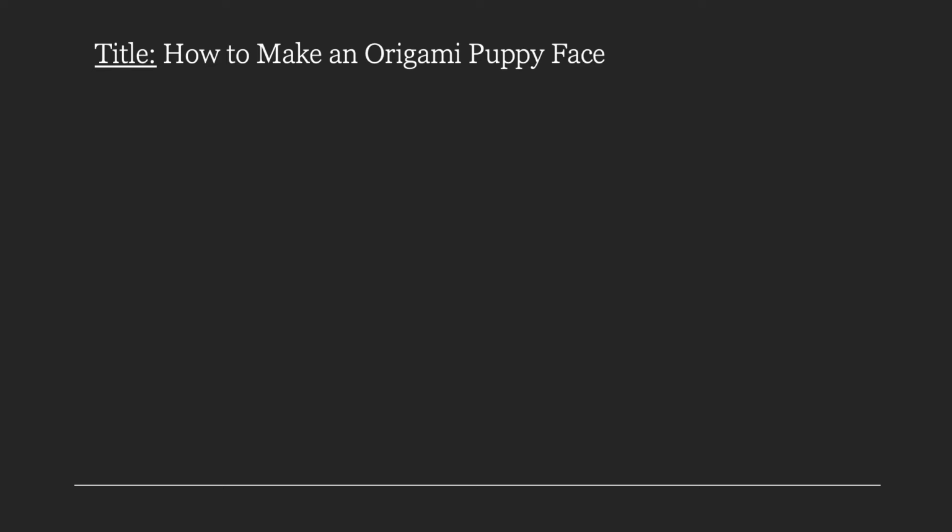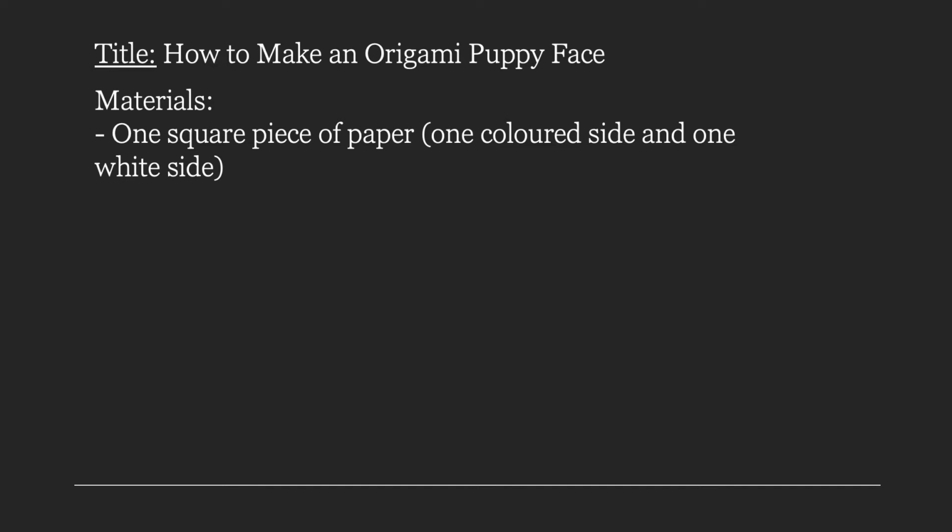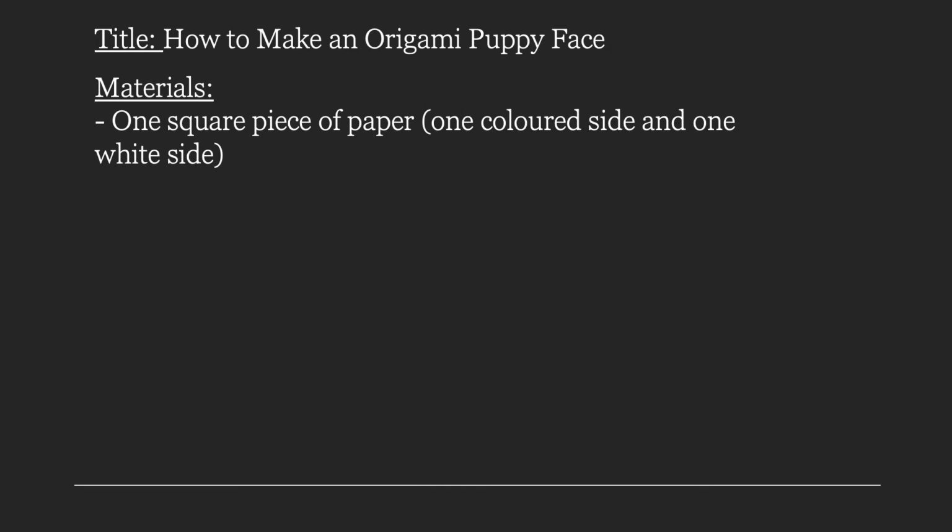Now, since we're doing an origami puppy face, we're going to start with the materials. So here they are. So we only need one material, but I said materials, and it's one square piece of paper. And if you can, find one that has one coloured side and one white side. So again, here are our title and our materials.